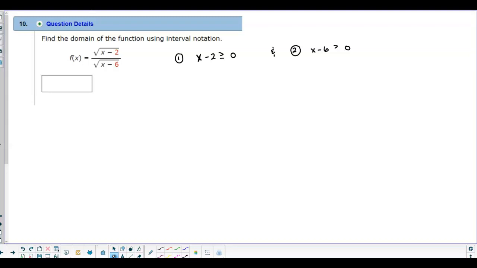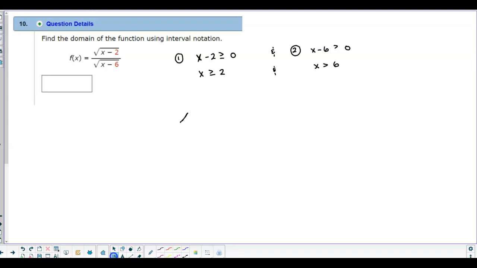So in the first one, in order for us to solve for x, we can see that x has to be greater than or equal to 2 if we add 2 to both sides. And then over here on the right side, if we solve for x, we're going to add 6 to both sides, which means that x has to be greater than 6.